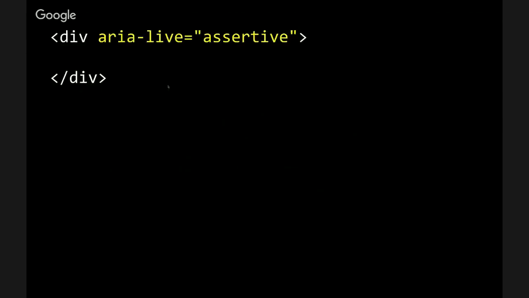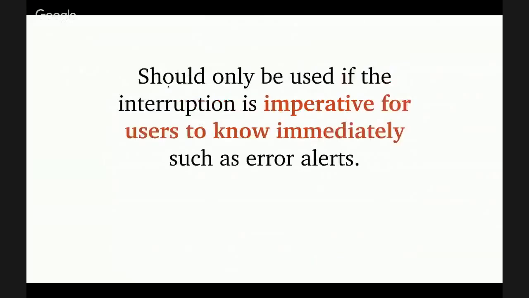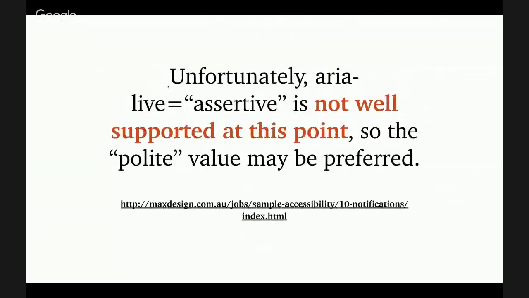And our last one is called aria-live assertive. And this one should be used for important and immediate updates. So this is for imperative information that the user needs to know right now, things like error messages. Now, unfortunately, aria-live assertive is not well supported at this point. So generally speaking, polite is a better solution. Now, there's a link to a bunch of testing I did some time ago, about 12 months ago. So again, it may have changed to some degree since then, but at the time of testing 12 months ago, polite was a better option than assertive, sadly.